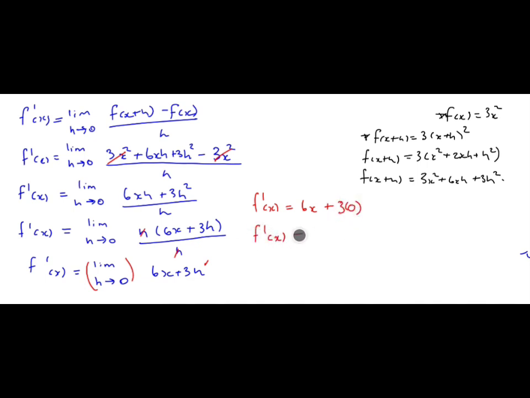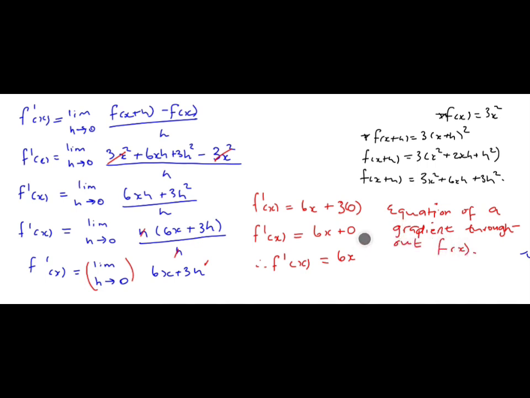So the first derivative becomes 6x plus 0, meaning your final solution is that the first derivative of the function f is 6x. And what this really indicates is an equation of a gradient throughout the function f of x. That's all it indicates. It's an equation of the gradient slash slope.